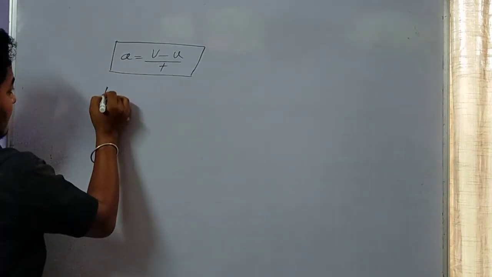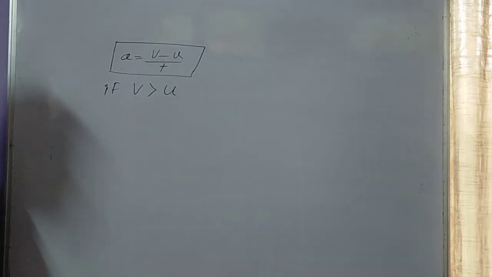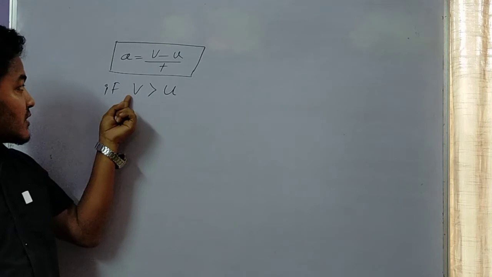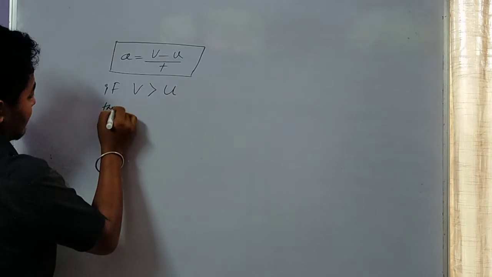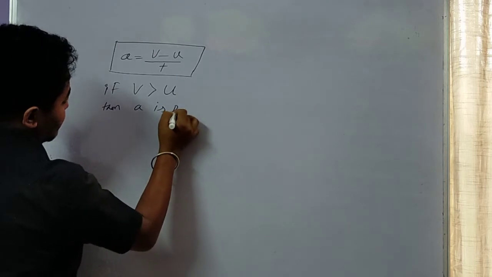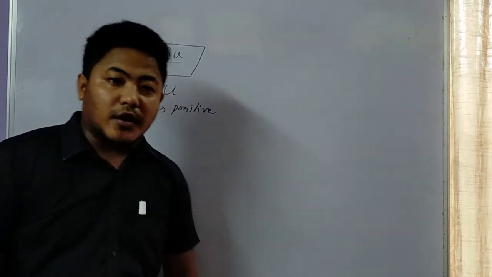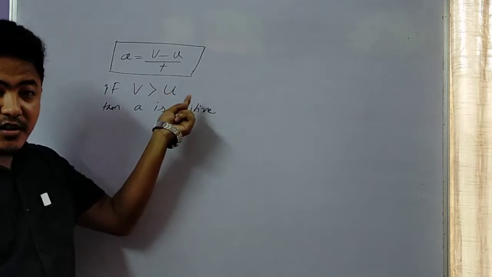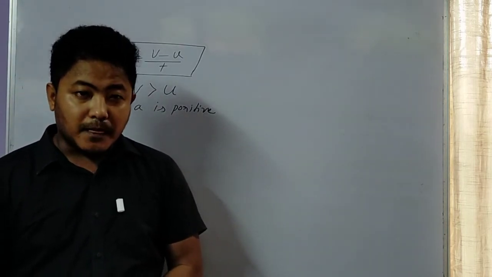If final velocity v is greater than u, remember, that is a very important point. If final velocity v is greater than u, then acceleration is supposed to be positive. Acceleration is positive. Have you got it? If the final velocity is greater than initial velocity, then acceleration is positive. Understand now why it is so?